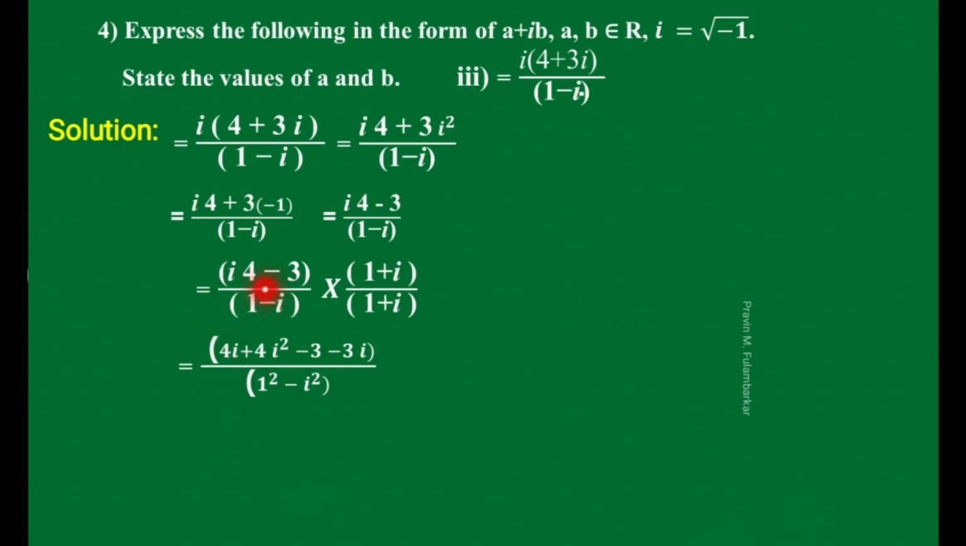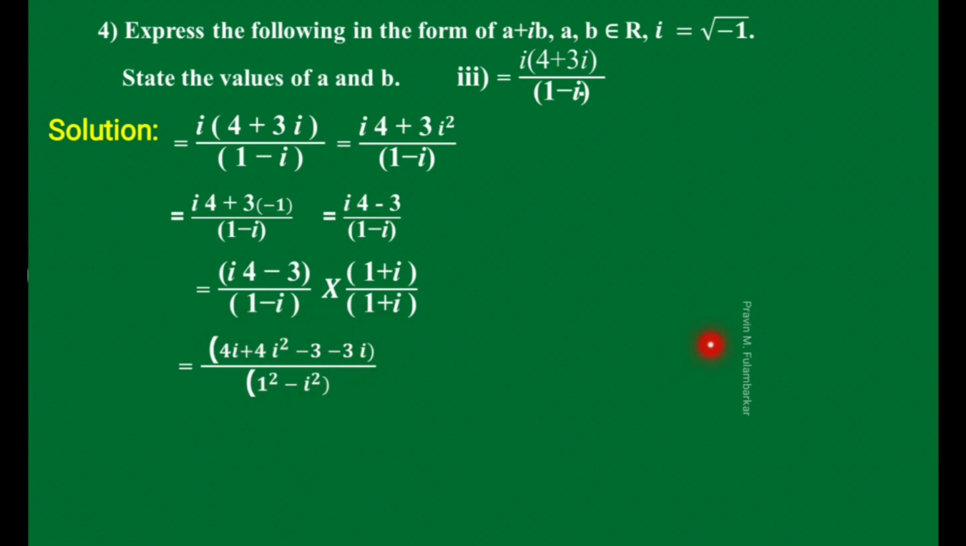So we write here i into 4 into 1, that is 4i. Then 4 into i into i, that is 4i square, because 4 we write as it is. Now multiply by minus 3. Minus 3 into 1 we get minus 3, and minus 3 into i we get minus 3i. Now see the second term, we replace here i square by minus 1 again, and in the denominator we write (1 minus i)(1 plus i) as 1 square minus i square.